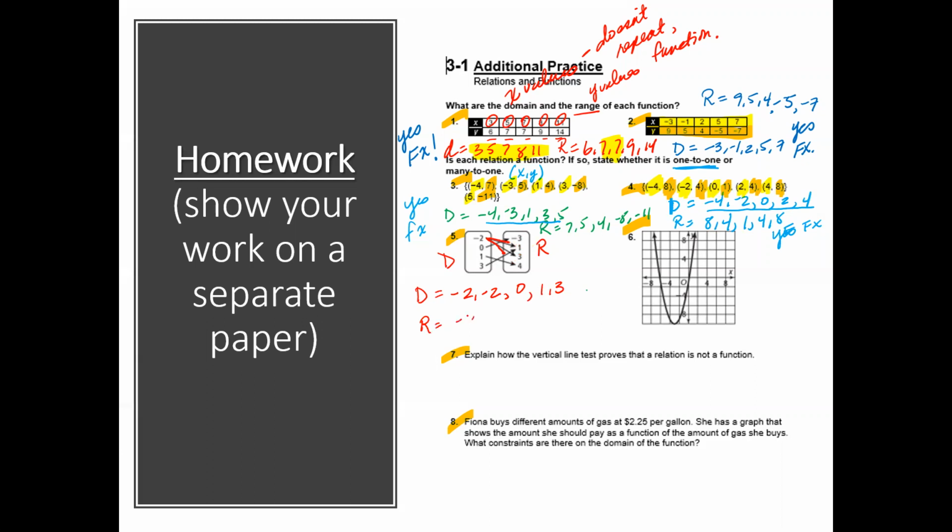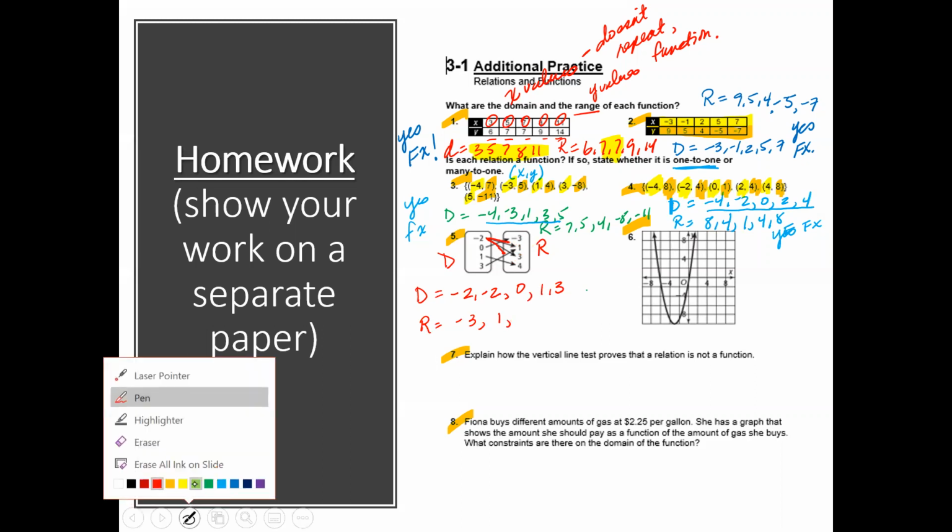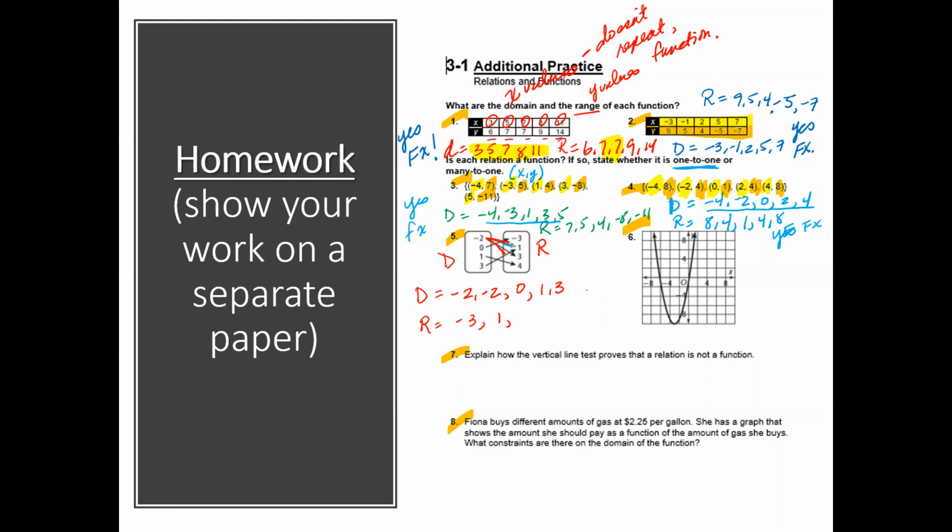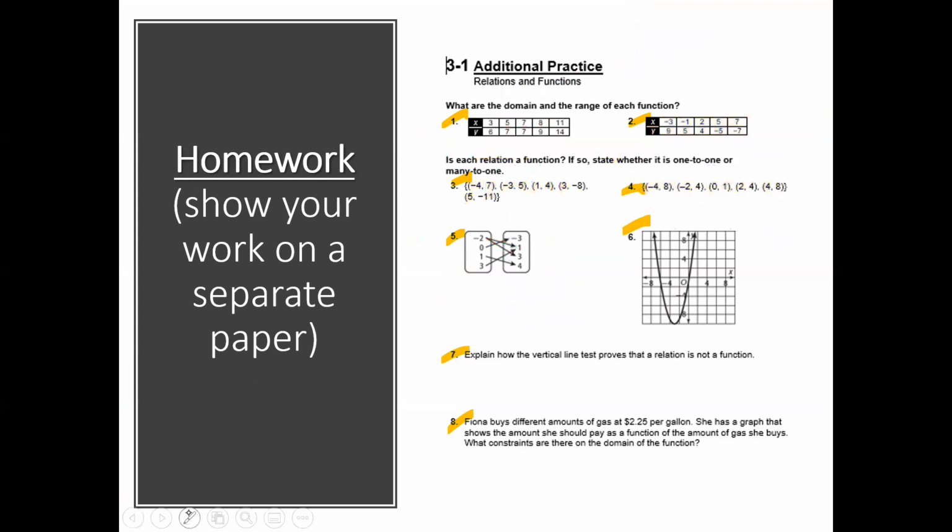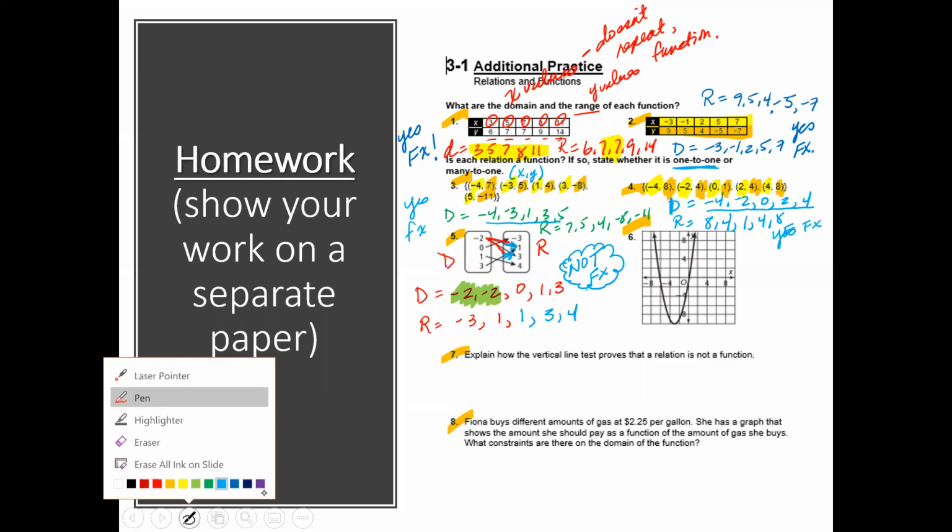So that's going to be -3, 1, and if you look at the little arrow here that's pointing at 1, you see how there are 2 arrows pointing at it? That means there are going to be 2 1s, 3, and 4. Looking at this part here, is my domain repeating? Yes, it is. So is it a function? No, not a function. For question number 5, that could be a little bit deceiving, so just be careful. I know you guys are all smart, so I'm sure you'll be just fine.